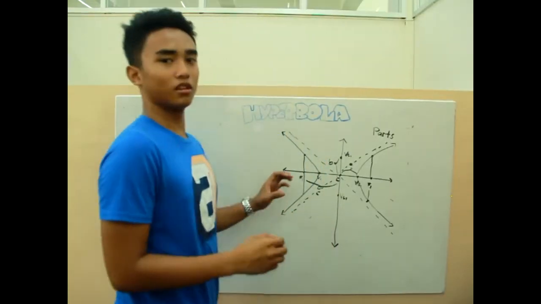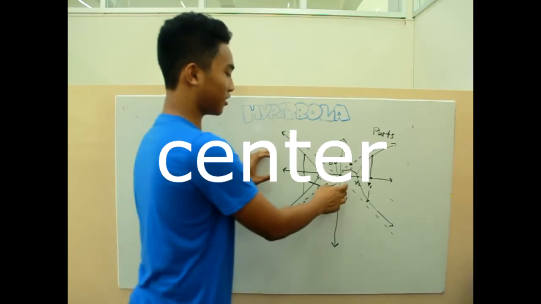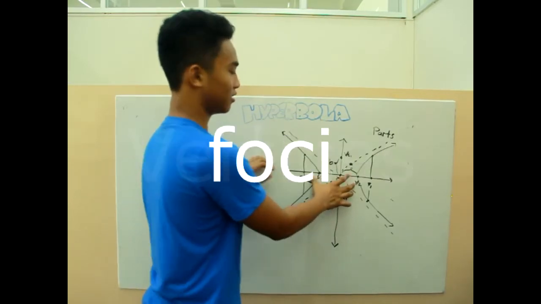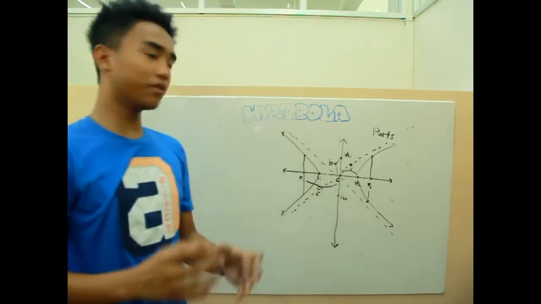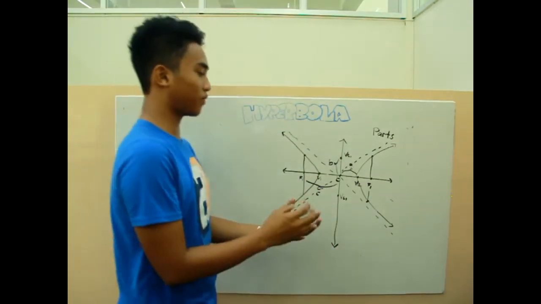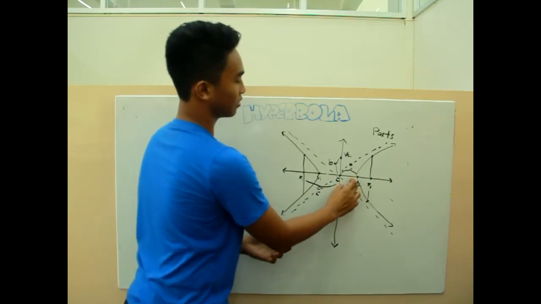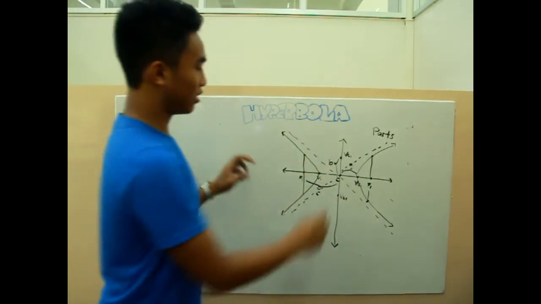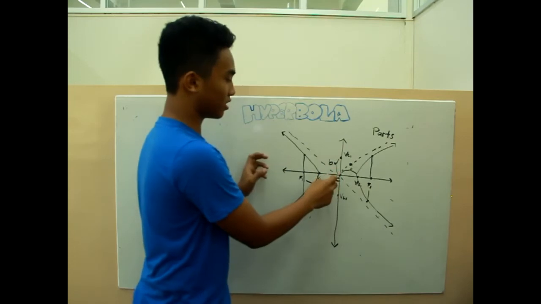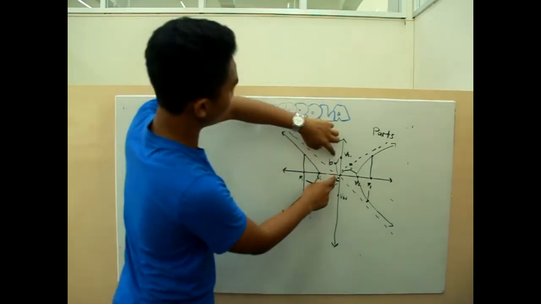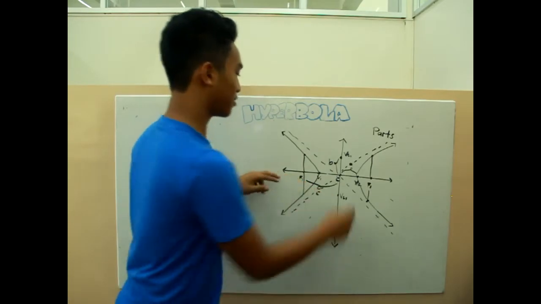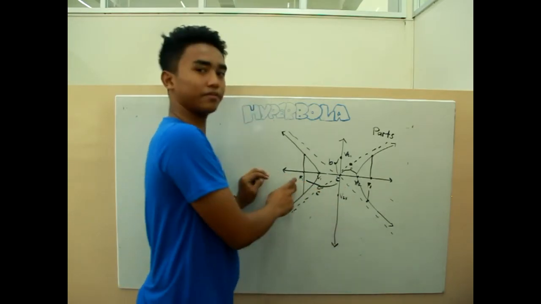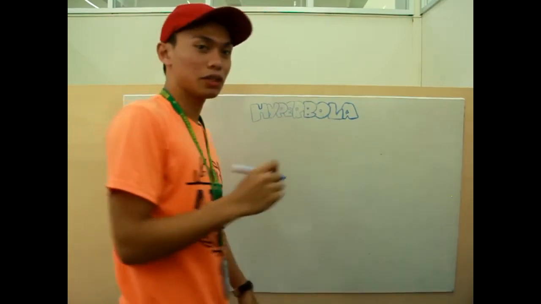These are the parts of a hyperbola: the center, the vertices, the foci, and the co-vertices. The value of your a is the distance from your center to your vertex, while the value of your b is the distance from your center to your co-vertices, while the c is the distance from your center to your foci. Let's try this equation.